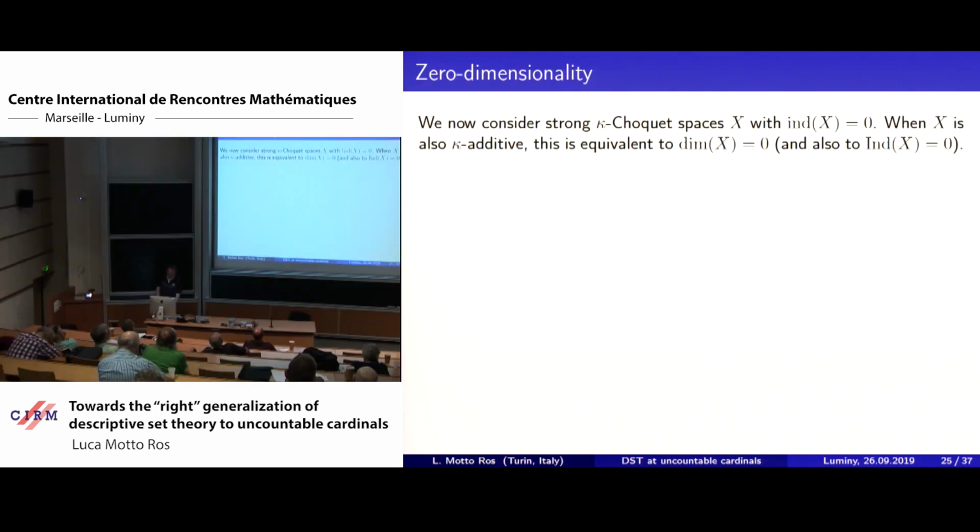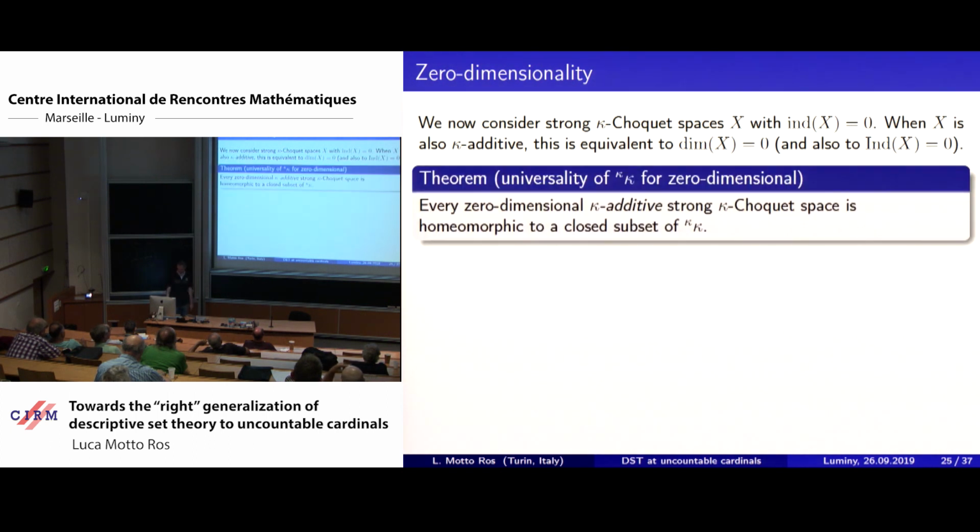So what about dimensionality? Here in their paper they were really considering zero-dimensional in the inductive sense, so having a base of clopen sets. Notice, however, that this is equivalent to covering dimension 0 if the space is still kappa additive, meaning that the topology is closed under less than kappa intersections. So this is the case, for example, for 2 to the kappa. 2 to the kappa is zero-dimensional in both cases, but they went for the original definition, except that in all the results, they were always adding kappa additive.